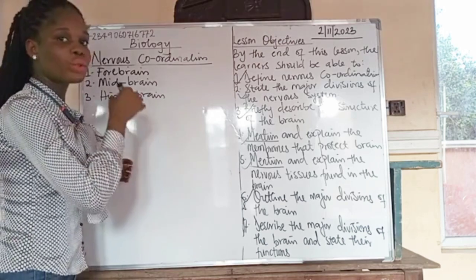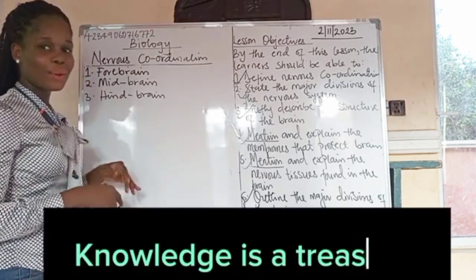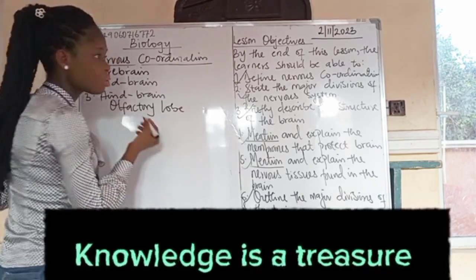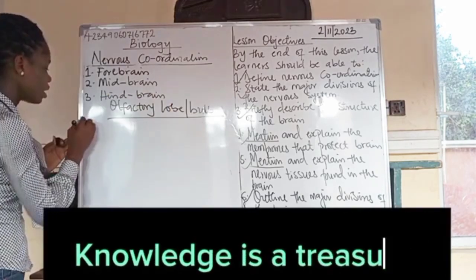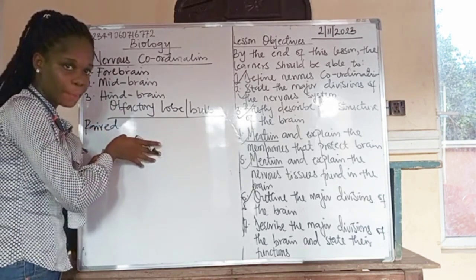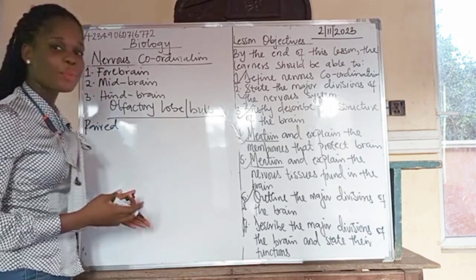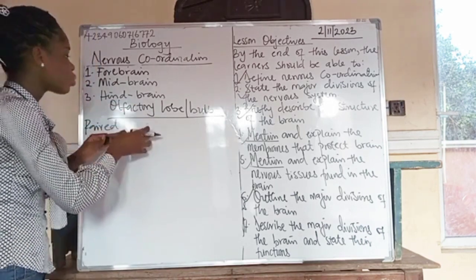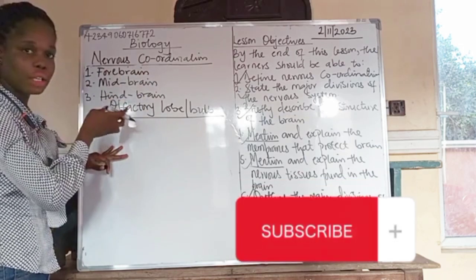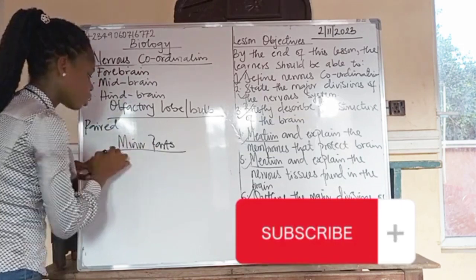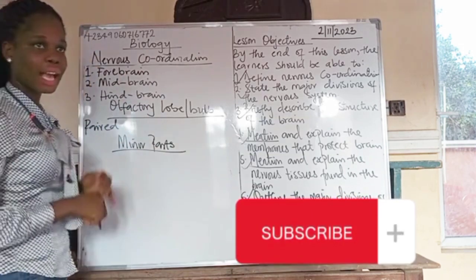We then go over to the second major part of the forebrain, which is the olfactory bulb. The olfactory bulb is a paired structure located within the forebrain. It is responsible for smell processing and odor discrimination. That is for the function. With this, we have finalized with the major parts of the forebrain. We now go over to the minor parts of the forebrain, where we have the thalamus and hypothalamus.